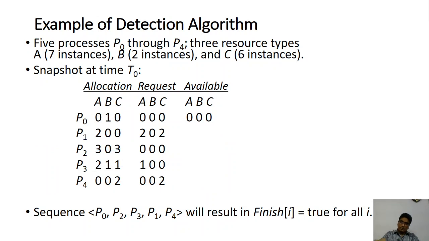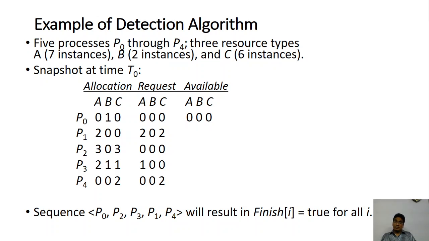Now just a small hint. Suppose this one, so that means everybody is satisfied. What does that mean? There is no deadlock. See, if you are able to satisfy everybody, that means there is no deadlock. Nothing is going to happen.